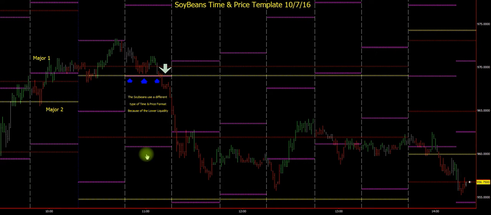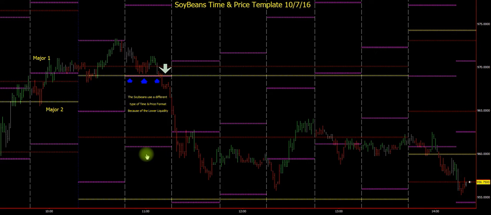All right, guys, I want to point something out to you here. This is the soybeans, using the time and price template on the soybeans. Now, the soybeans in the overnight session and the post market and so on is relatively illiquid. Because you really don't get good liquidity in the beans until the regular trading session, it uses a different type of time and price template. This is based on the premise of activity.